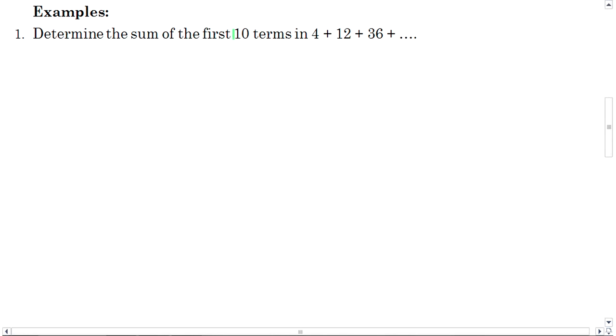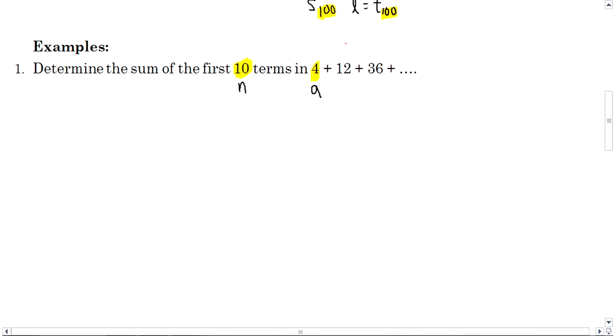Determine the sum of the first 10 terms in 4 plus 12 plus 36 plus dot dot dot. So let's identify some things here. This here is my n. This here is my a, my first term. Going from 4 to 12 to 36, what am I actually doing? You are multiplying by 3. Multiply by 3, multiply by 3. So our ratio is equal to 3, the common ratio.